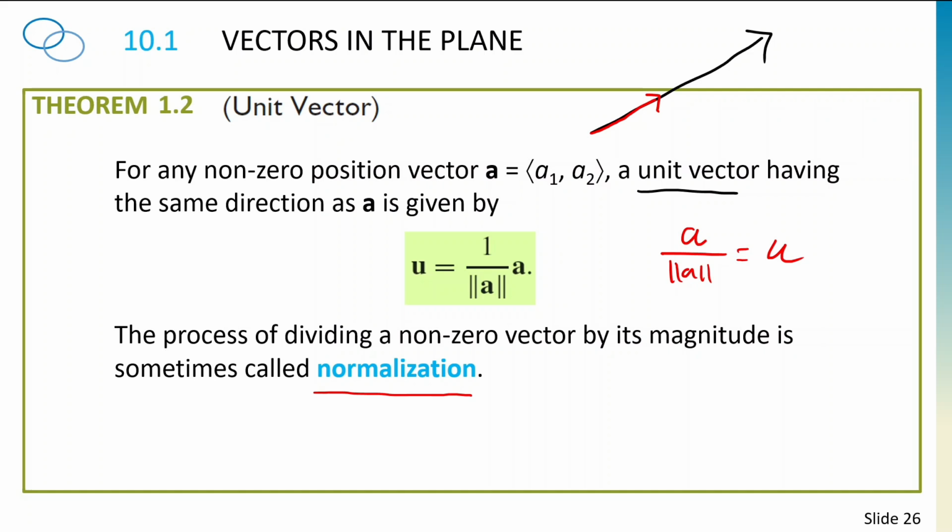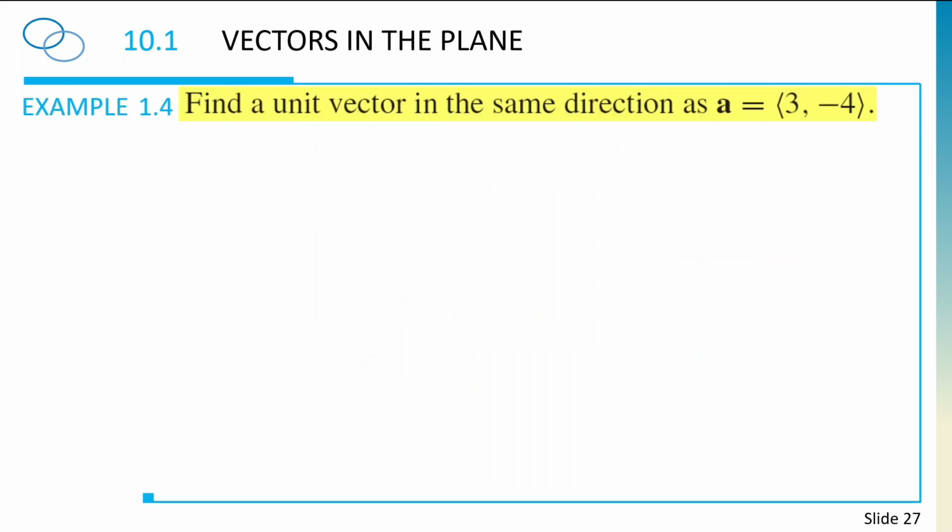Okay, see the next question. What do we need to do? This is example 1.4. It tells us to find a unit vector in the same direction as a. Okay, easy. Same direction, but the length is 1. How can we get this? We know from the previous slide that I can get the unit vector u as a divided by its magnitude. Very good. So clearly I need to find the magnitude first.